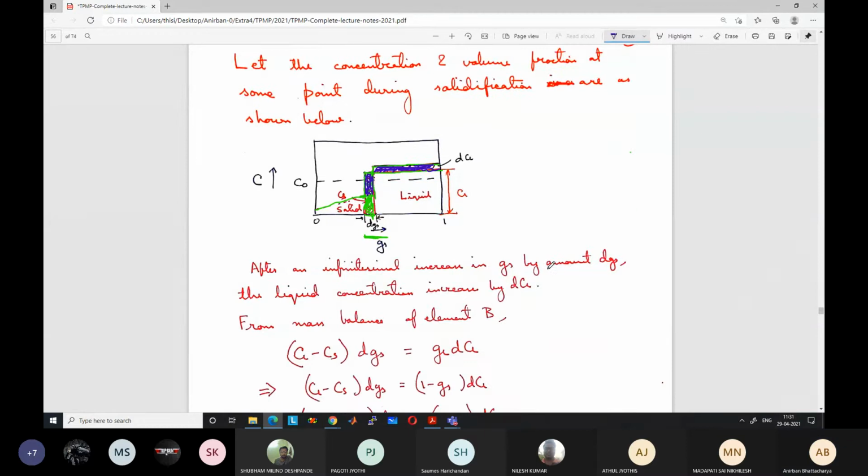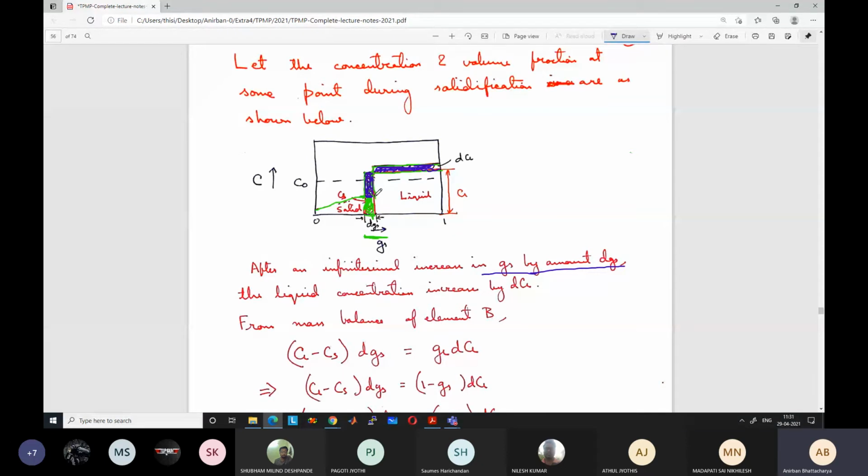To summarize, after an infinitesimal increase in Gs by an amount DGs, the liquid concentration increases by DCl. From mass balance of element B, because element B gets removed from the solid and goes into the liquid, we get Cl minus Cs into DGs. We will assume that not much change is occurring in the concentration. So Cl minus Cs, this line minus this line, Cl minus Cs into DGs. This is the area.